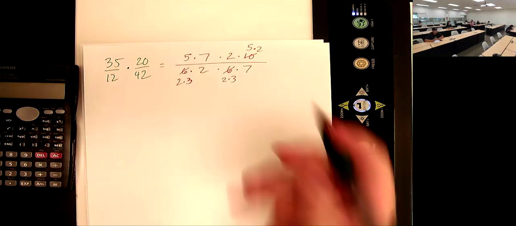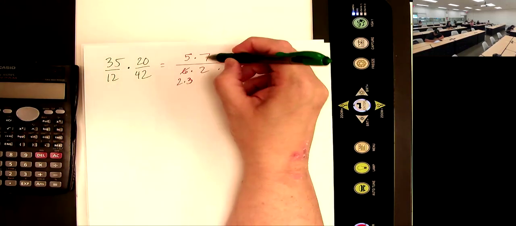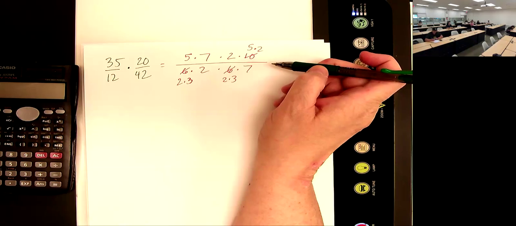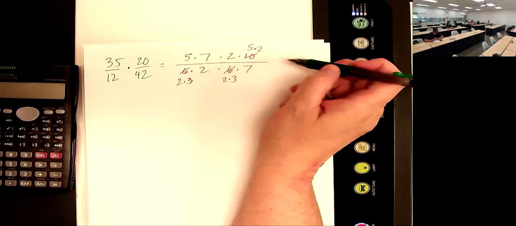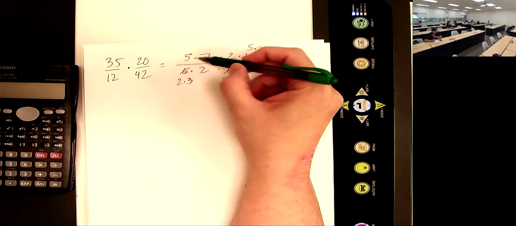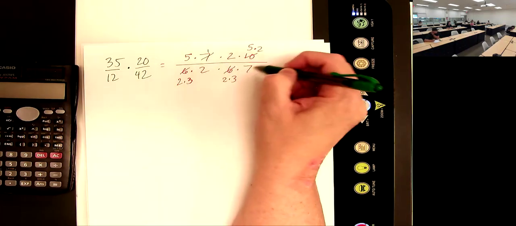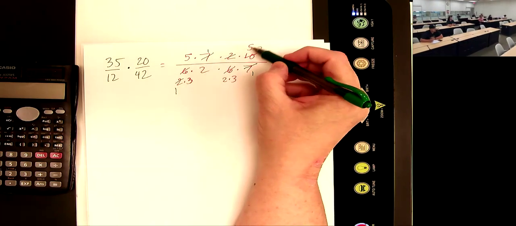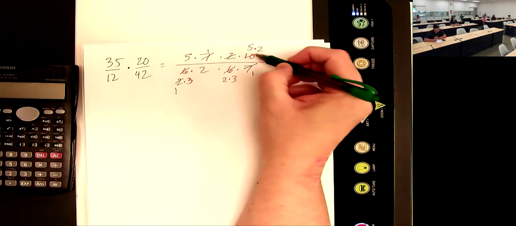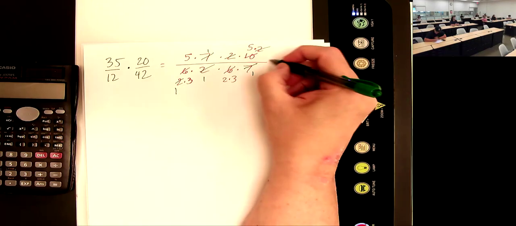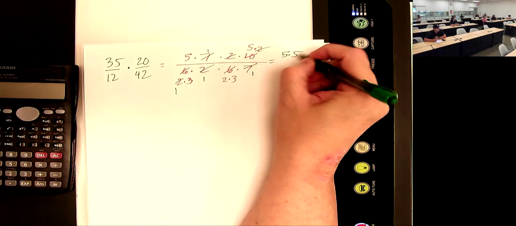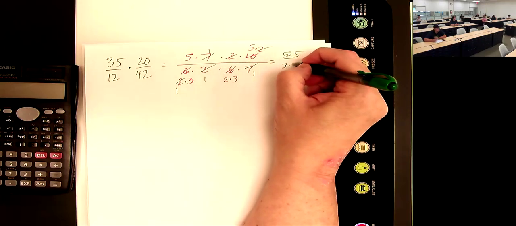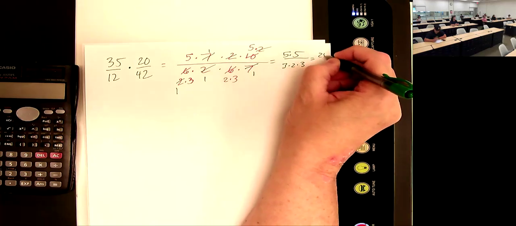Alright, start crossing off in pairs, one from the top and one from the bottom. It's easier when you've got a lot of them to just go across the top one at a time and look at the bottom. I don't see a 5 on the bottom, I see a 7 on the bottom. I see a 2 on the bottom. I don't see that 5, I see another 2 on the bottom. So I'm left with 5 times 5 on top. I've got 3 times 2 times 3 on the bottom. 25 over 18.